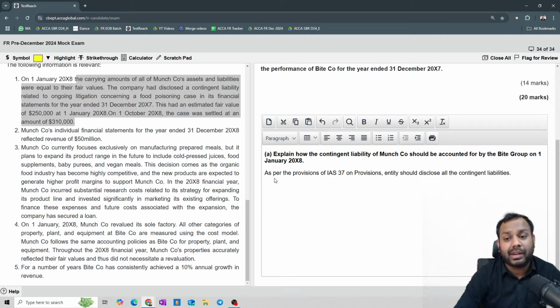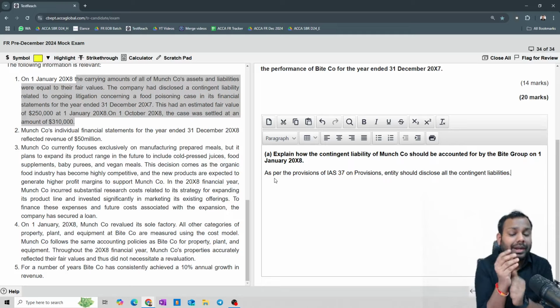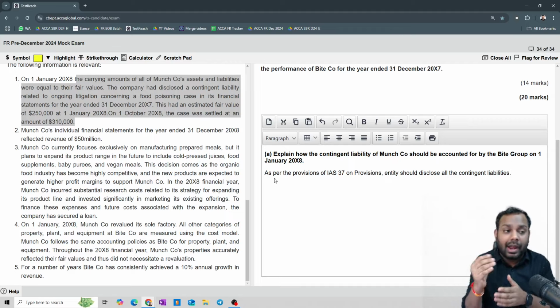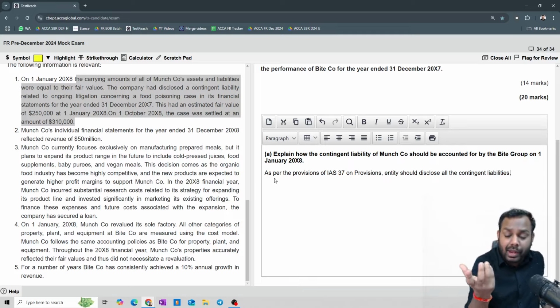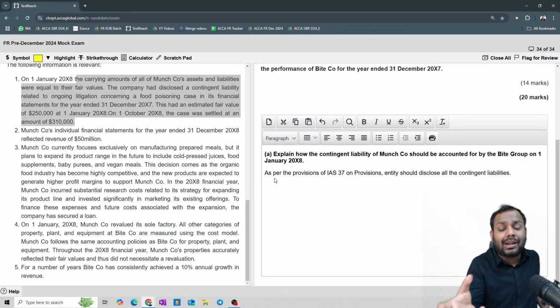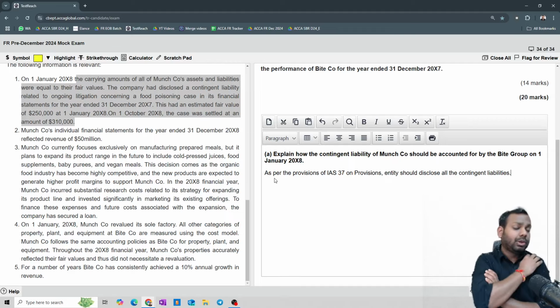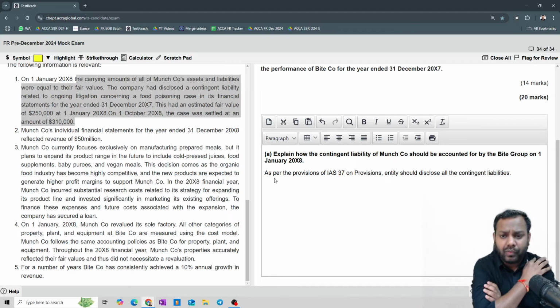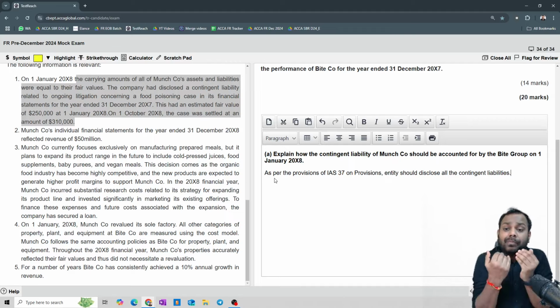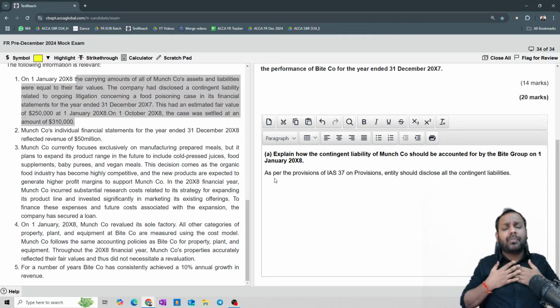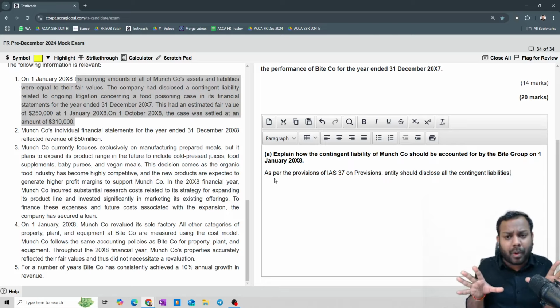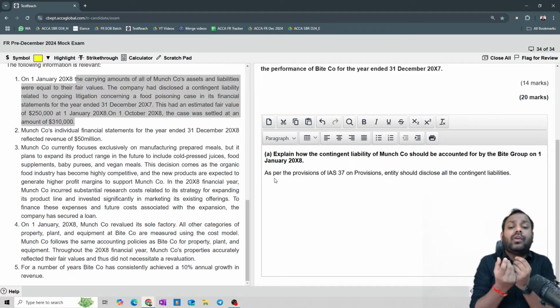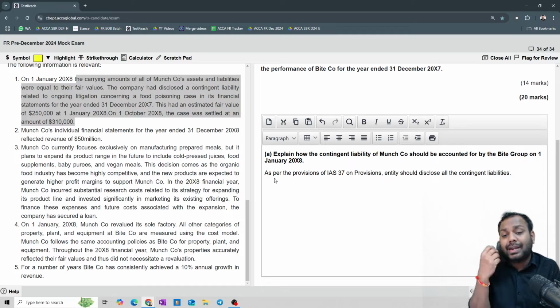What is the meaning of litigation? A legal case going on. So basically, I sold food to a customer and that food caused food poisoning to the customer, and the customer has started a legal case against the company. Though it is highly probable that the customer will not win the case, it is not probable that the customer will win, and it is probable that we will win the case. So there is no obligation, but still it is a contingent liability.